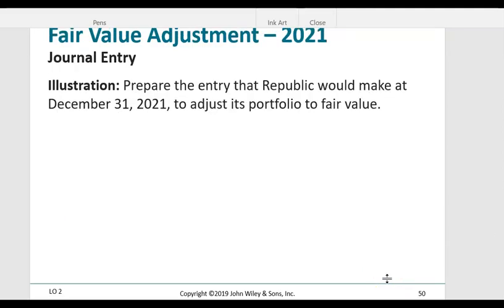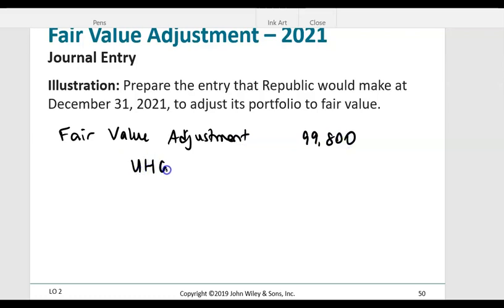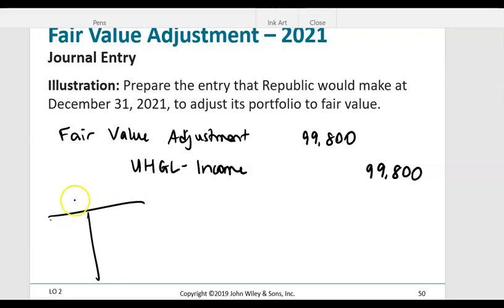So let's record that journal entry. Debit, fair value adjustment, $99,800, and credit, unrealized holding gain or loss, dash income, $99,800. And if we did a T account for all the activity in the fair value adjustment account, what we see, our beginning balance was 0.